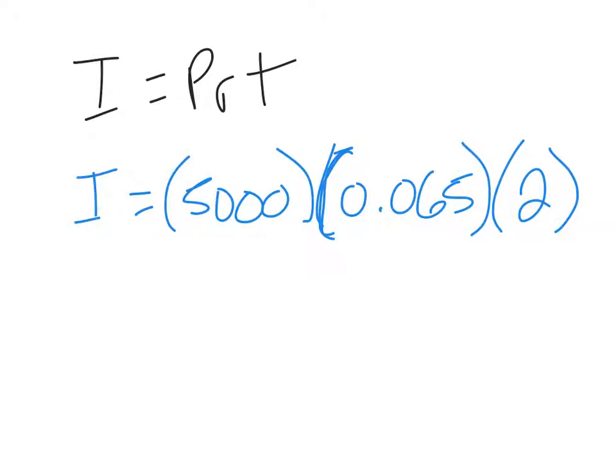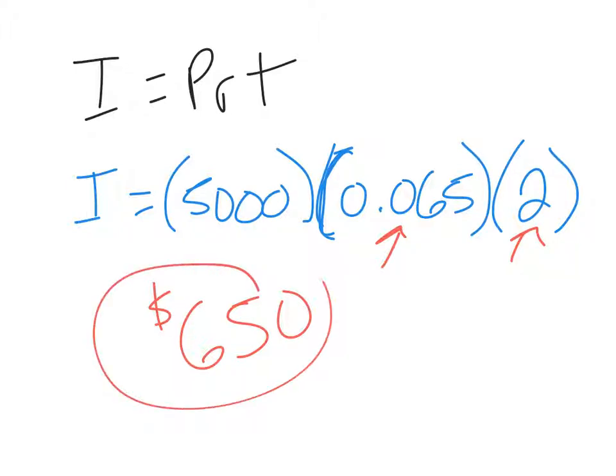Sorry, I'm grabbing my calculator here, making a bunch of noise. So we would take that $5,000, multiply that by 0.065, multiplying that then by 2. This company then made $650 from us, not just because of their higher interest rate, but also because it took us longer to pay that off. So they made a little bit more from us. So that's how interest is calculated.